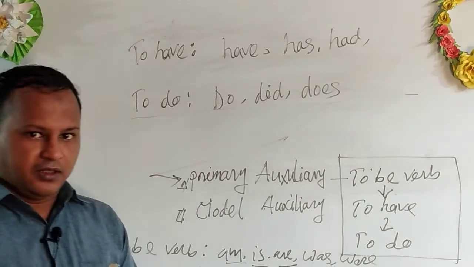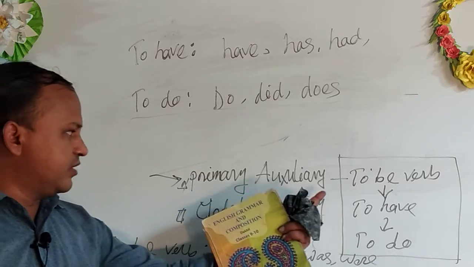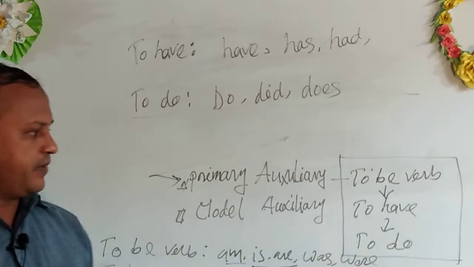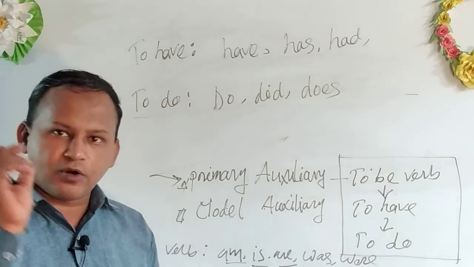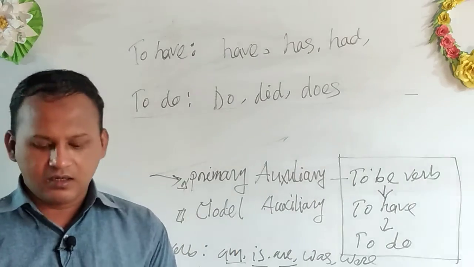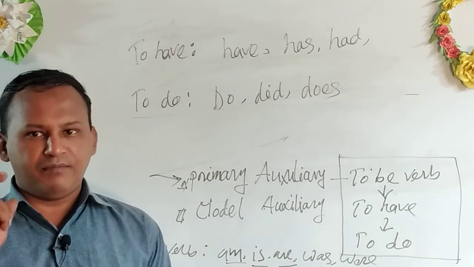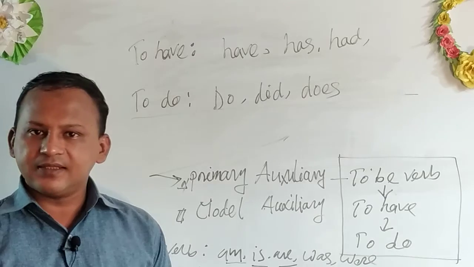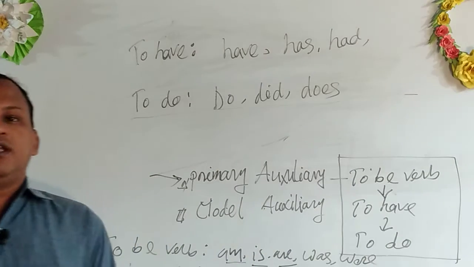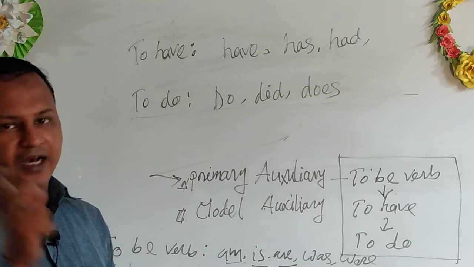Clear? I hope you will also be clear that the primary auxiliary verbs have 3 parts: to be, to have, and to do. To be verb consists of these 5 members: am, is, are, was, were. And to have consists of the members have, has, had. And to do verb consists of the members do, did, does.